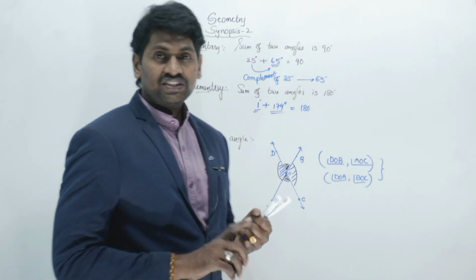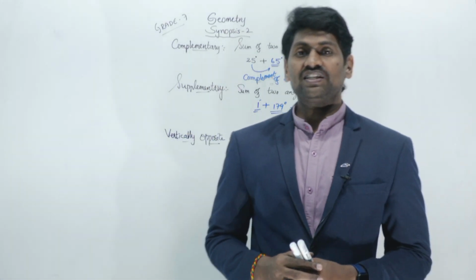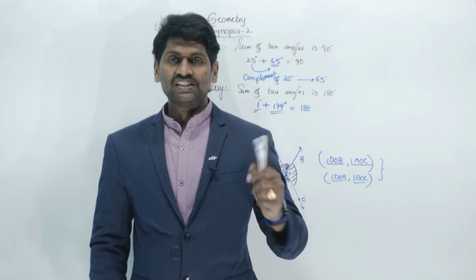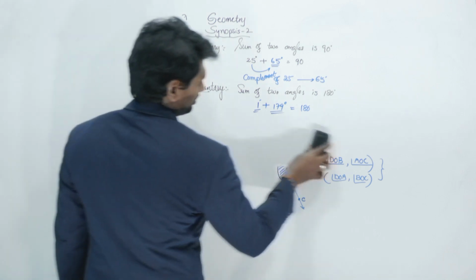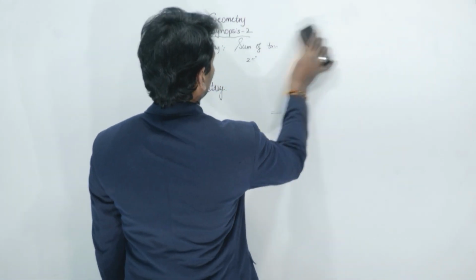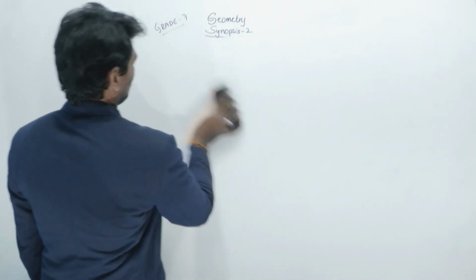So this is about adjacent angles, vertically opposite angles, complementary angles and supplementary angles. Okay? So let us see the examples, exercise problems, concept based questions.